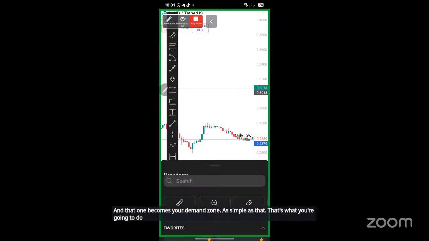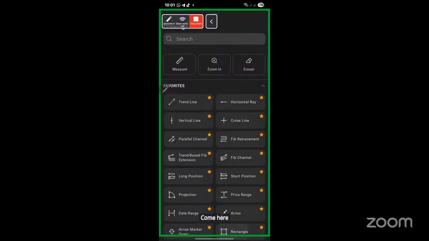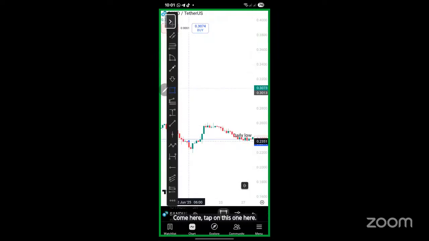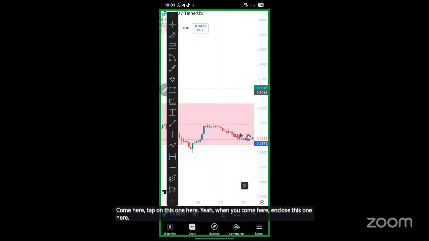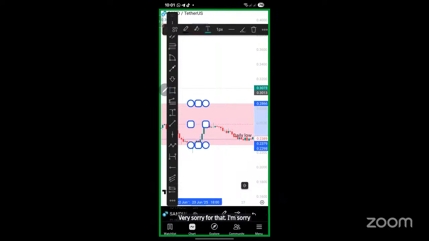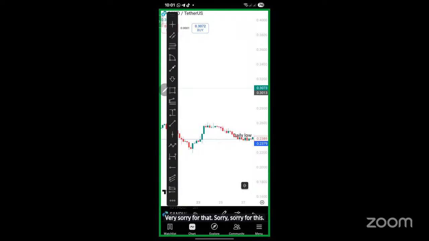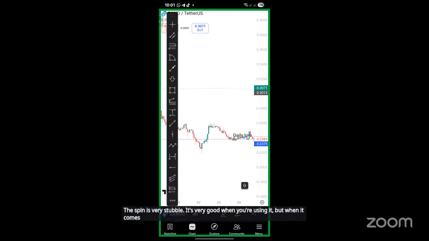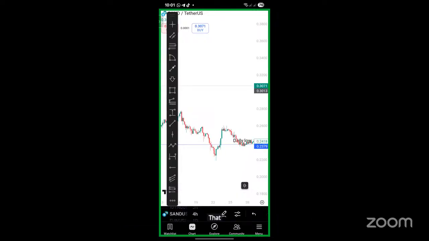Come here, tap on this one here, A. When you come here, enclose this one here. Very sorry for that. That's wrong. This pen is in a range. This pen is very stubborn. It's very good when you're using it, but when it comes here, it becomes very stubborn. Let me take it back.